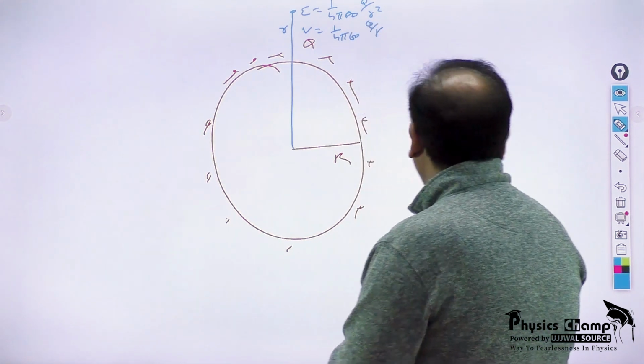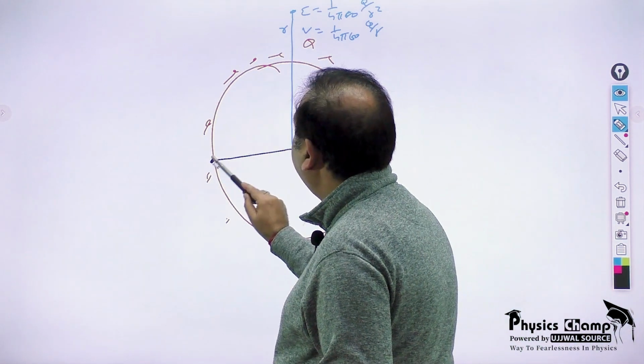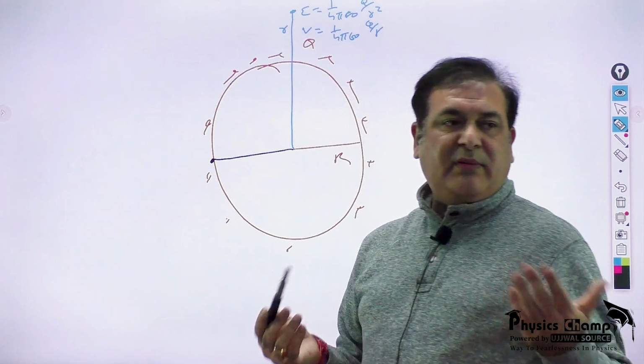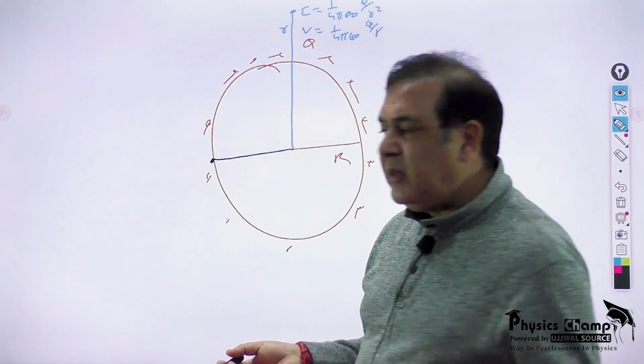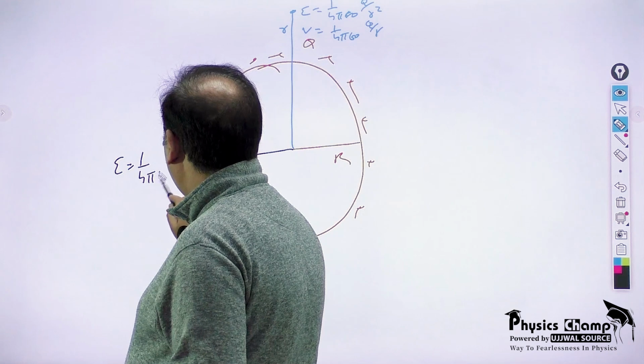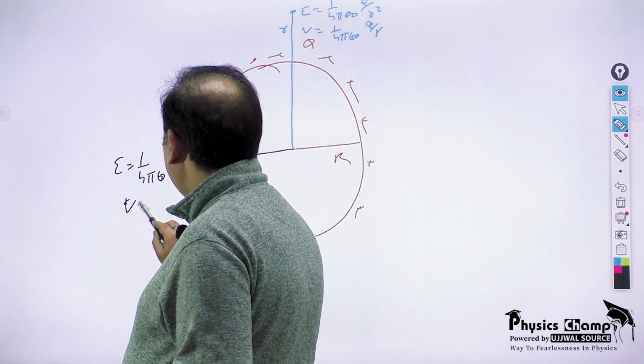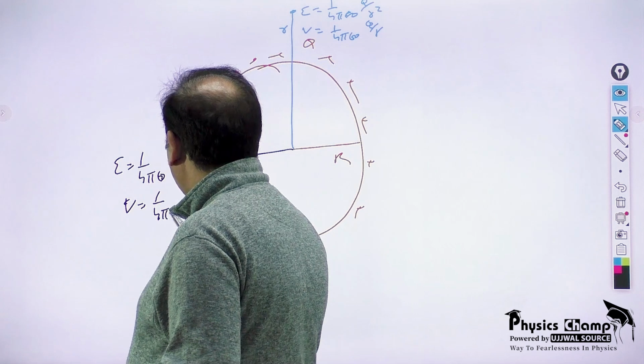And then if we say what is the electric field and potential at the surface? Again for the surface it behaves as though the whole charge is situated at center. So the electric field will be 1 by 4 pi epsilon naught q by capital R square, and potential will be 1 by 4 pi epsilon naught q by R.